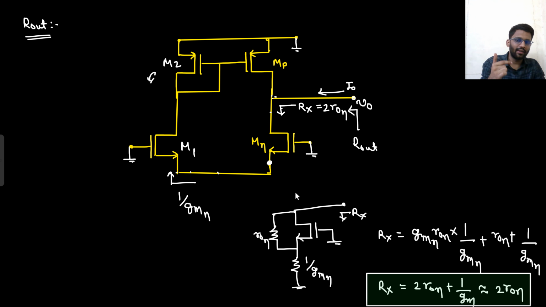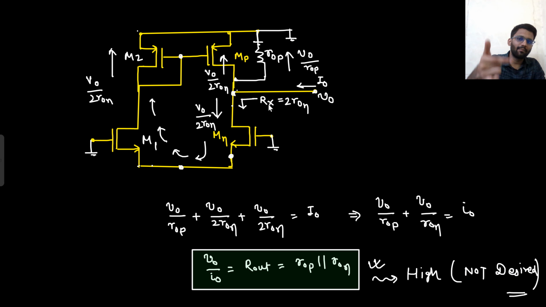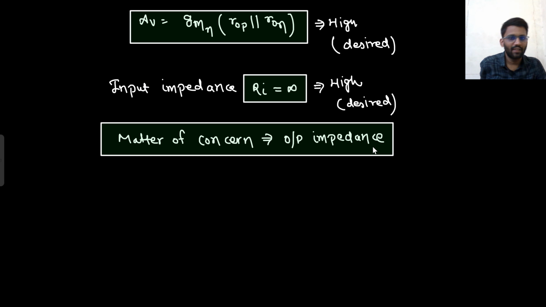So from downward, I am having 2 RON. So V0 by 2 RON plus V0 by ROP plus V0 by 2 RON is equal to I0. So V0 by ROP plus V0 by RON is equal to I0. So my final R out is ROP parallel with RON, which is high, and this is not desirable. That was an issue. My gain was high, that is desired. Input impedance was high, that is also desired.